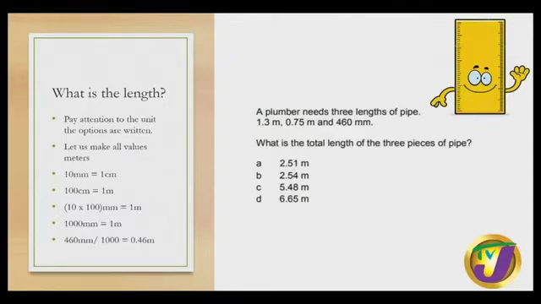Now we can just pretty much total everything, and we'll add everything, 1.3 meter plus 0.75 meter plus 0.46 meter, giving us 2.51 meters. Next question we have up for today.